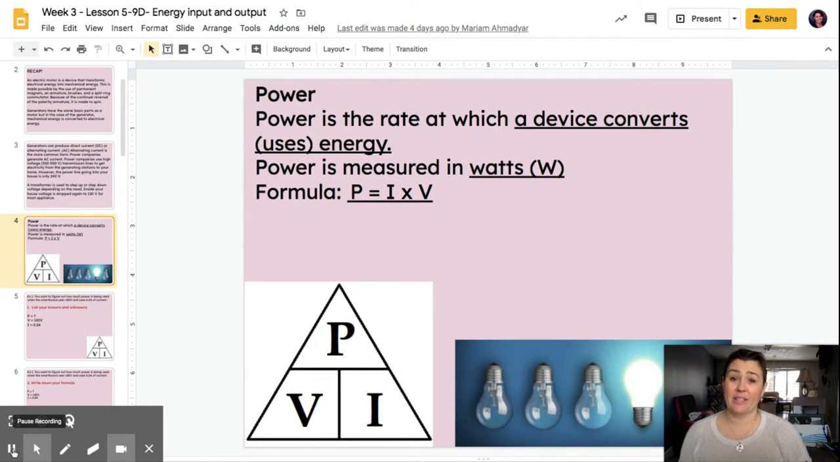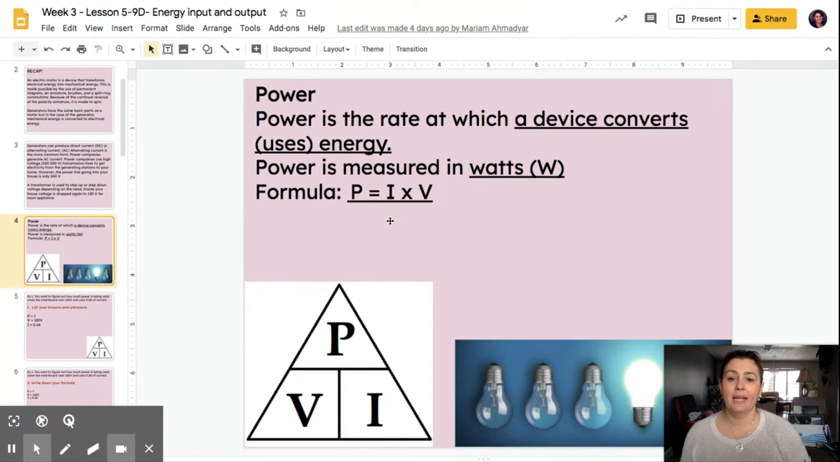Now it's time for the sad news. You need to get out your calculator. We're going to be doing some calculations today. The first one we're going to be calculating is power. Power is the rate at which a device can convert or use energy. Power is measured in something called the watt, the symbol W. And the formula is P equals I times V.